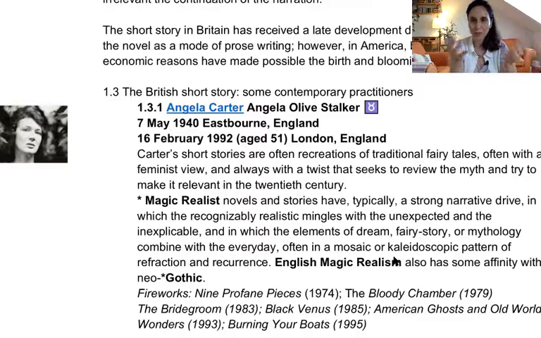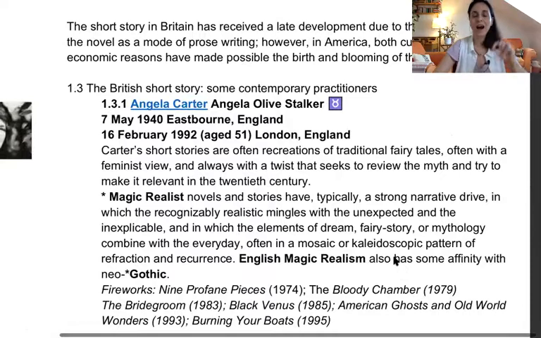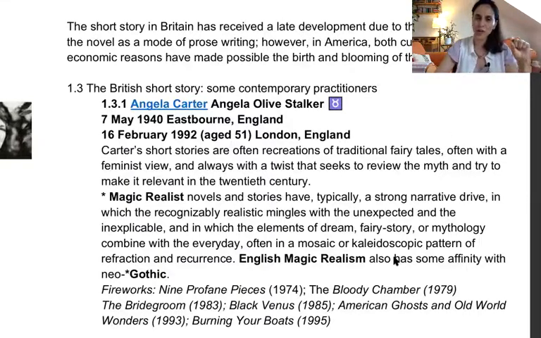There you have the information of where she was born, when she died, at what age she died, and everything, but I'm going to read this information. Carter's short stories are often recreations of traditional fairy tales, often with a feminist view, and always with a twist that seeks to review the myth and try to make it relevant in the 20th century.